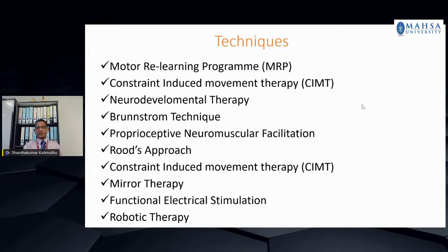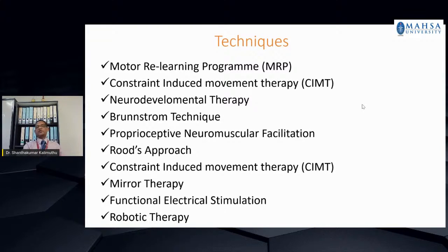Functional electrical stimulation: yes, this can be given to the patient very early, but we have to evaluate the sensation. Once the sensation is tested, we can start functional electrical stimulation. We can try to rehabilitate the hand as well as the dorsiflexion and eversion activity very early.